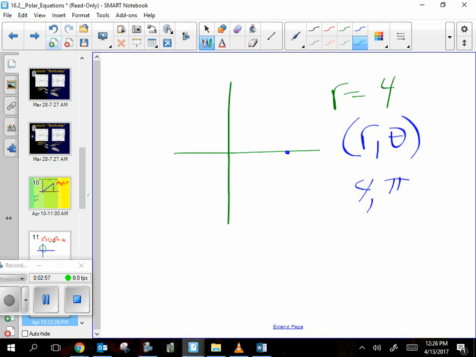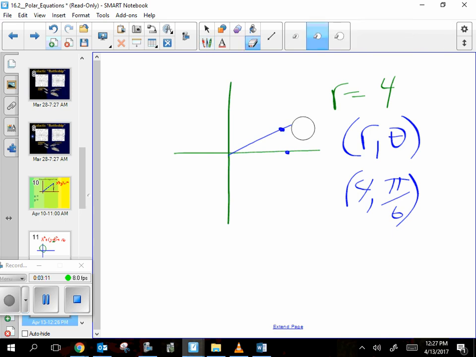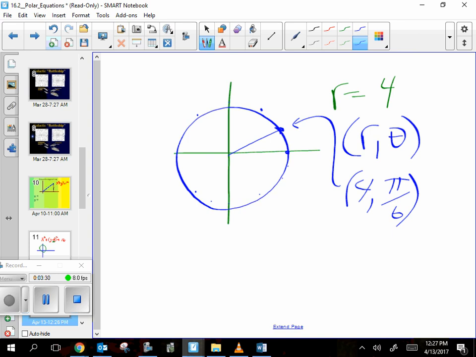4 comma pi over 6, that'd be like a normal one from yesterday, where I'd say, where is 4 comma pi over 6? And you'd say, okay, pi over 6 is a 30-degree angle, so it's like there. And 4 means go out a radius of 4. So it's right there. You get how that is 4 comma pi over 6? And if I just keep making a whole bunch of those, do you get they're just going to keep going around in a circle here? And if I don't know which angle it is, it's all of them. So r equals 4 means you got all these.